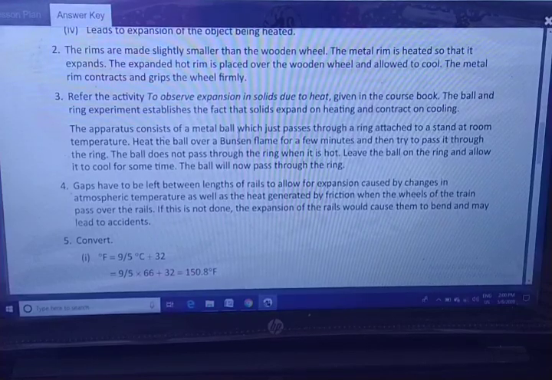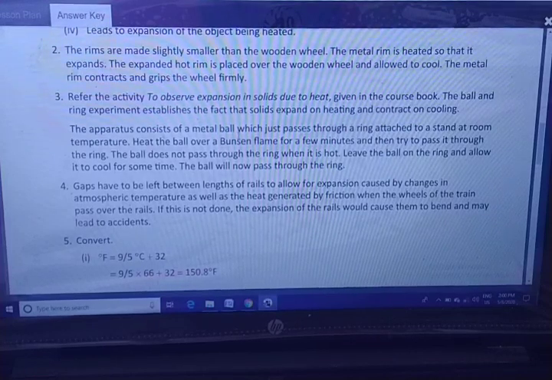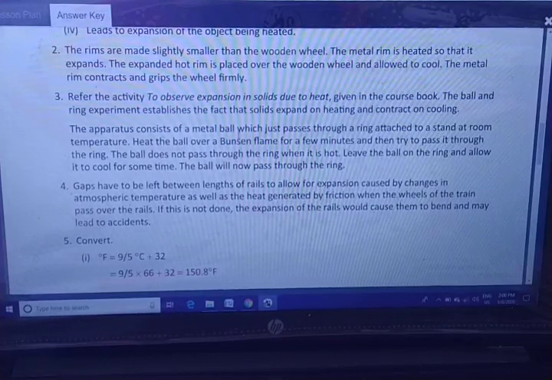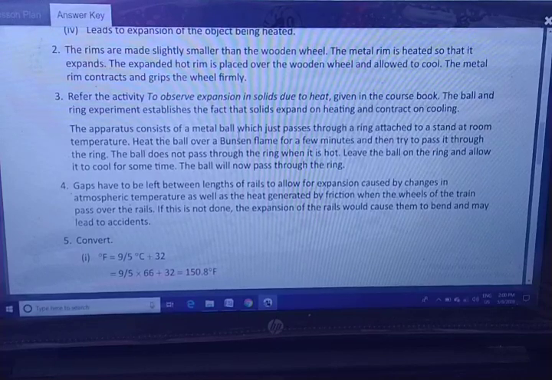So the apparatus consists of a metal ball which just passes through a ring attached to a stand at room temperature. Heat the ball over a Bunsen flame for a few minutes and then try to pass it through the ring. The ball does not pass through the ring when it is hot. Leave the ball on the ring and allow it to cool for some time. The ball will now pass through the ring. So this was our solid expands on heating.